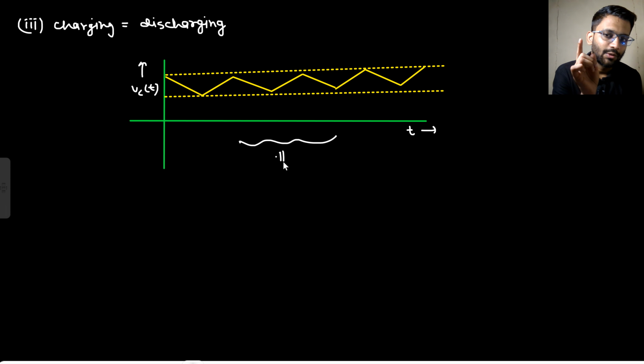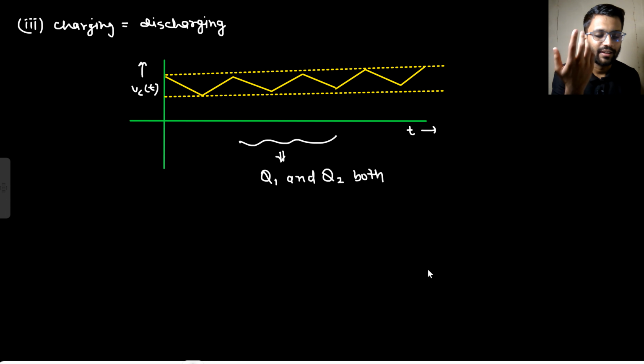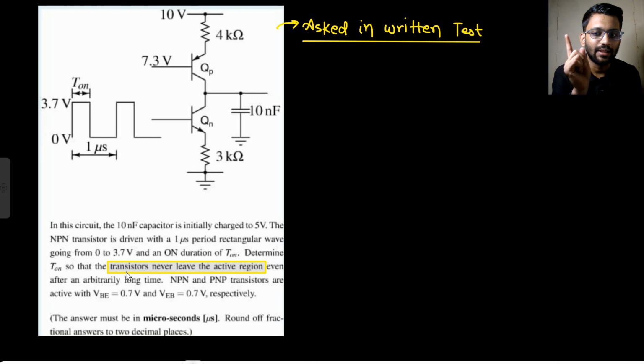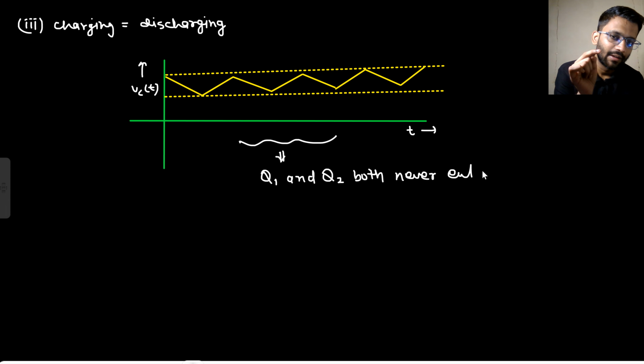Here Q1 and Q2 both remain in linear. Both don't go into saturation. I should write both don't go into saturation, because both are not remaining in linear. Not linear, I should say active. So both are not remaining in active. One of them is going into cutoff. So that was the error in this particular question as well. The transistor never leaves the active region. No. Transistor should never enter into saturation. Okay. So here I should write both never enter into saturation.